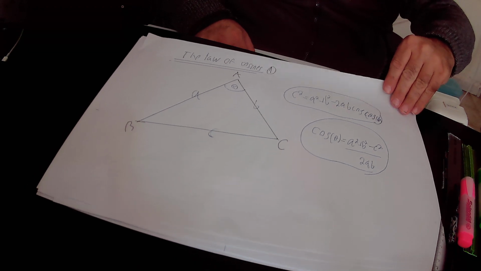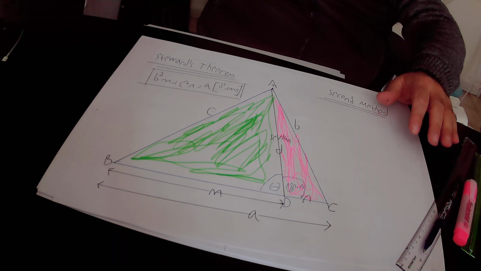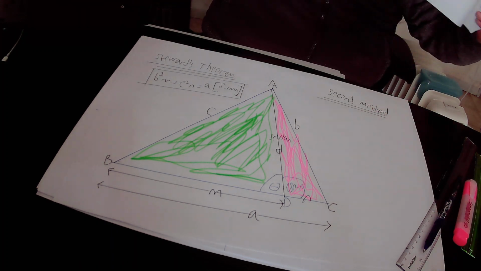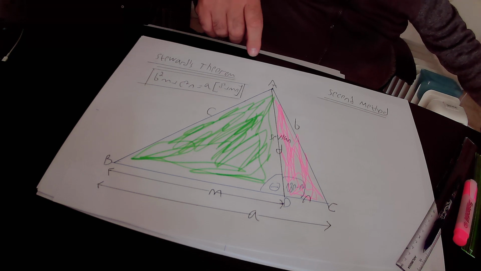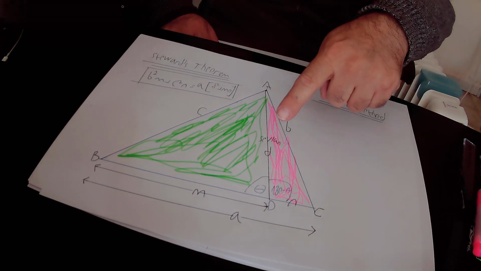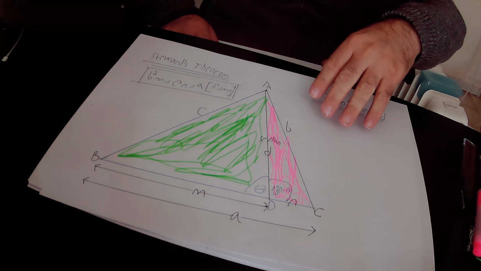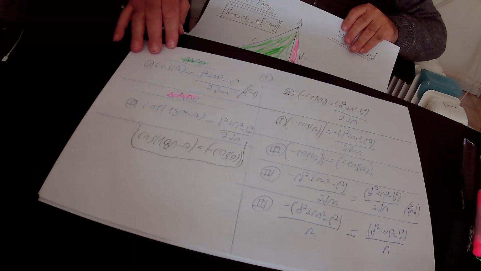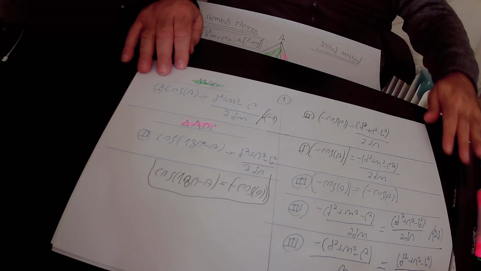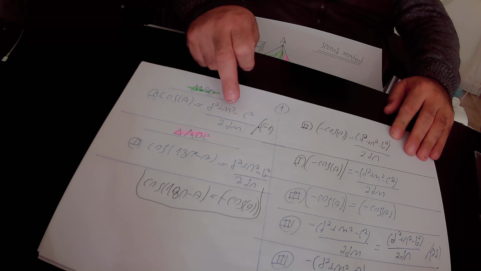So we implemented the law of cosines in the green triangle ABD. According to the law of cosines in this triangle ADB, cosine theta equals d squared plus m squared minus c squared over 2 times d times m. I repeat again, in the green triangle ADB, according to the law of cosines, cosine theta equals d squared plus m squared minus c squared over 2 times d times m.